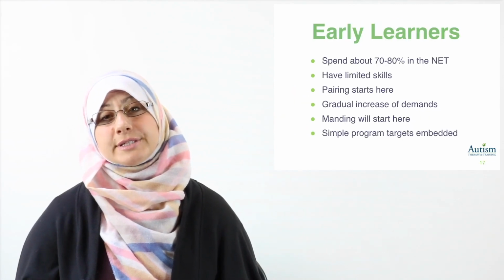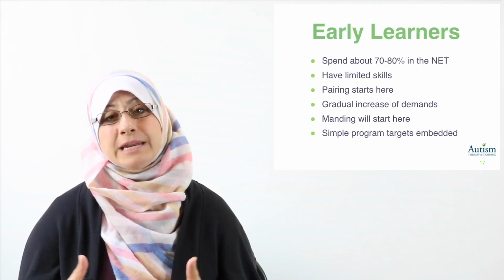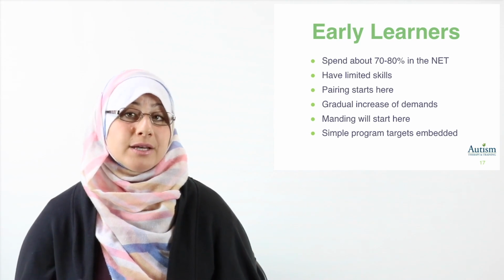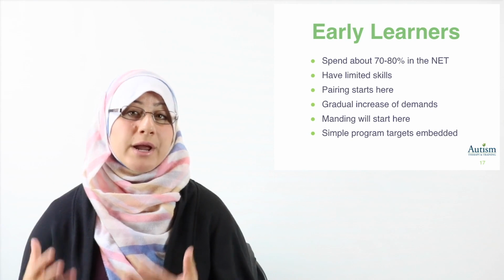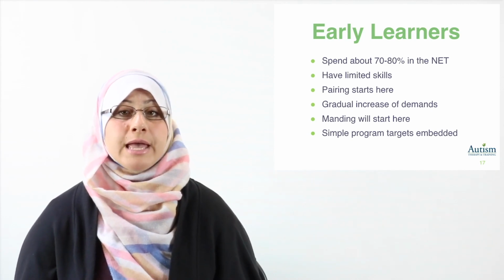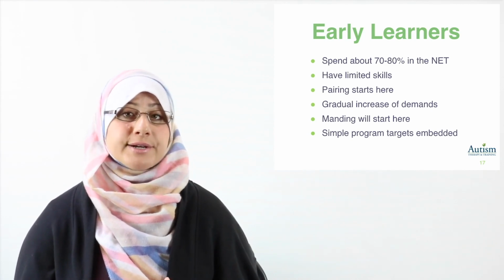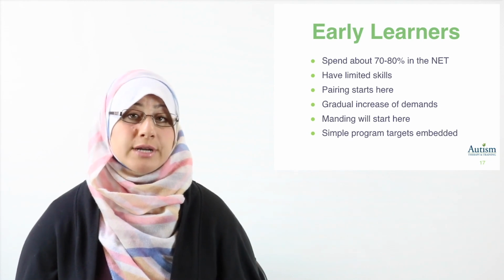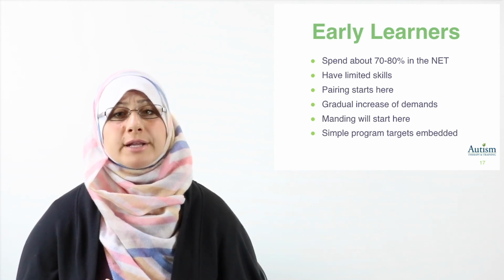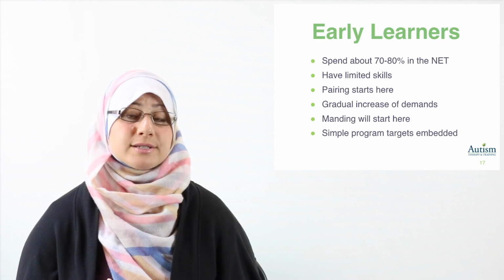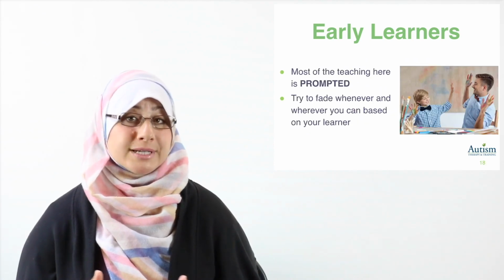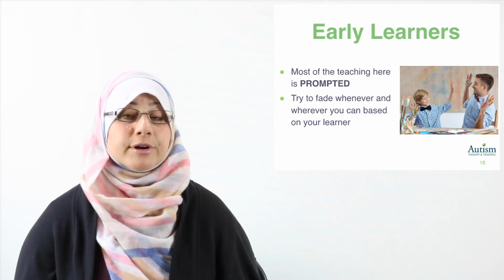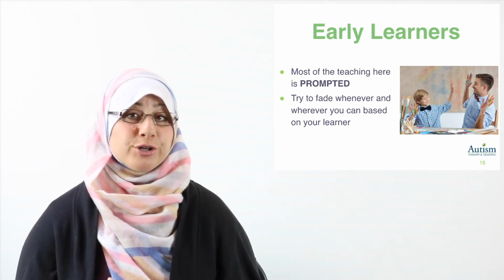So early learners, they'll spend about 70 to 80% of their time in net. They'll usually have limited skills, and this is where pairing really starts for them. And we gradually increase demands here. Manding will also start here. Simple program targets are embedded in the play context. Most of the teaching with early learners may be prompted. Try to fade whenever and wherever you can based on your learner.